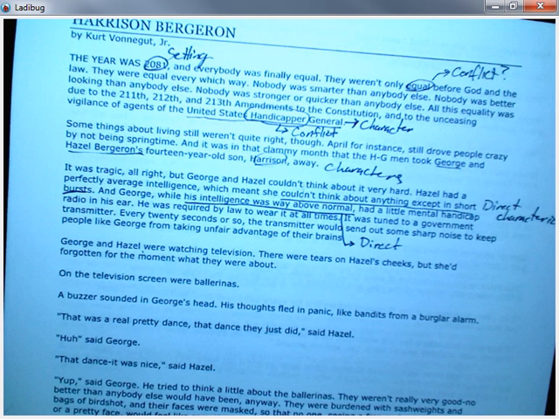Had a little mental handicap radio in his ear. He was required by law to wear it at all times. It was tuned to a government transmitter. Every 20 seconds or so, the transmitter would send out some sharp noise to keep people like George from taking unfair advantage of their brains. George and Hazel were watching television. There were tears on Hazel's cheeks, but she'd forgotten for the moment what they were about. On the television screen were ballerinas. A buzzer sounded in George's head. His thoughts fled in panic like bandits from a burglar alarm.